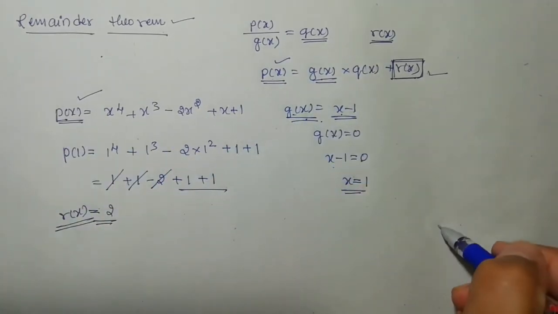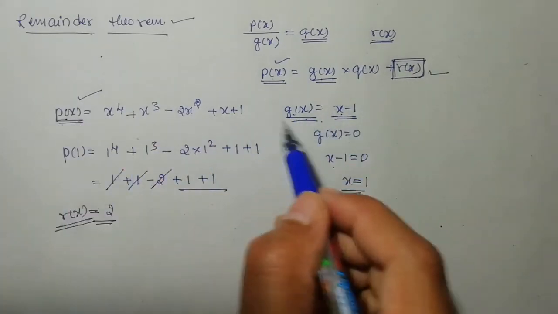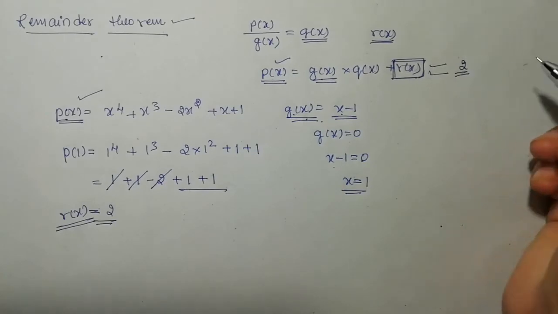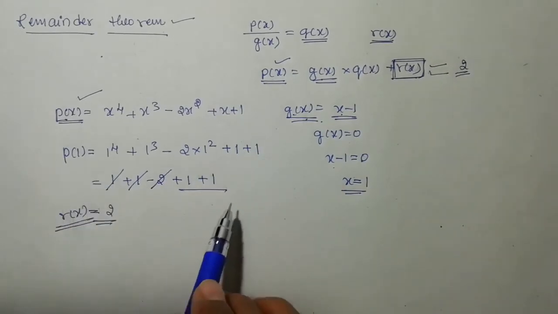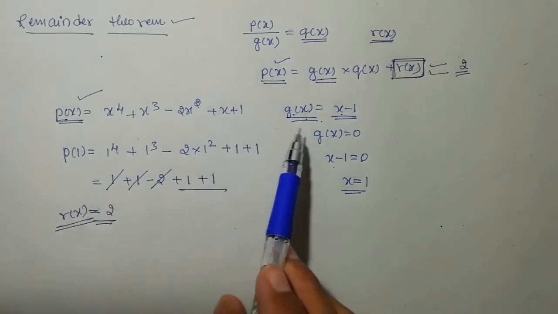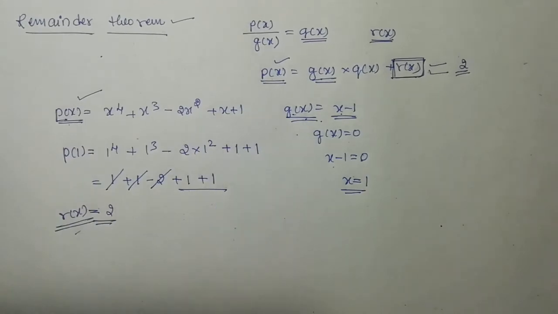You can do this by the division algorithm also. If you divide polynomial p of x by g of x, finally you will get a remainder equal to 2. So without dividing the polynomial p of x, I have found out the remainder when you divide p of x by g of x.